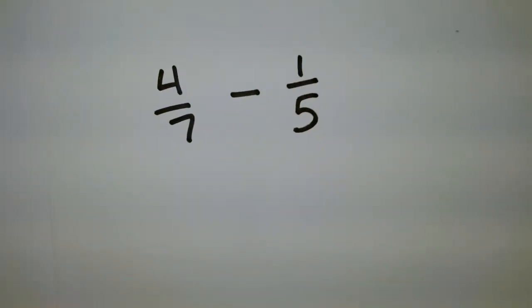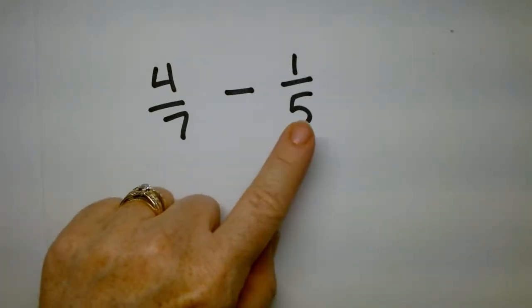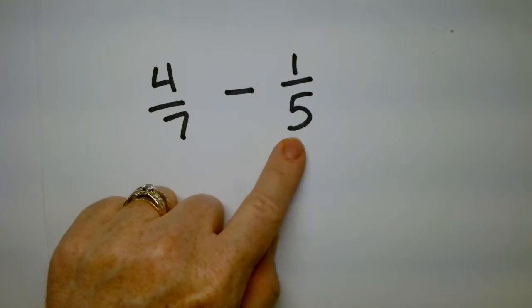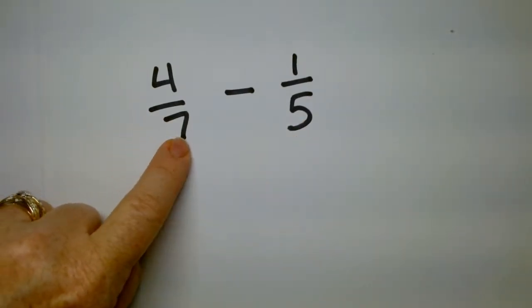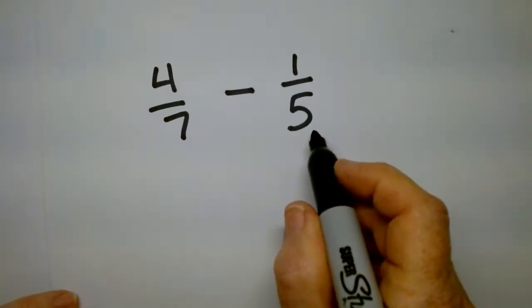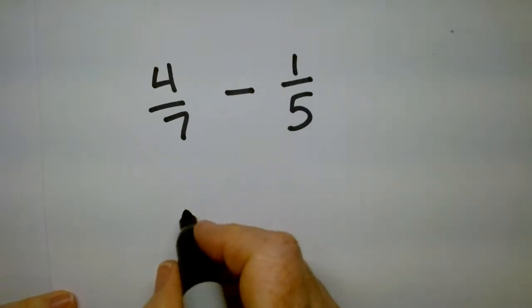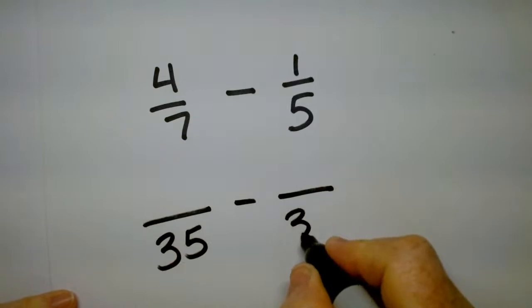What is the smallest number that 7 and 5 both go into with no remainders? Okay, in this case, it's 7 times 5, right? Because this is 5, 10, 15, 20, 25, 30, 35, okay? And 7 doesn't end in a 5 until we get to 35, right? So the smallest denominator here is 35. So what do I have to multiply the bottom by?